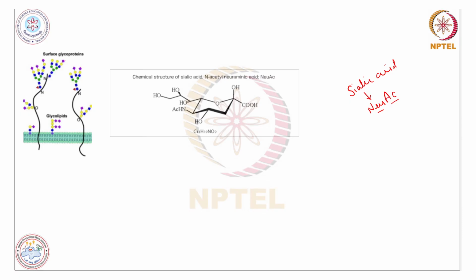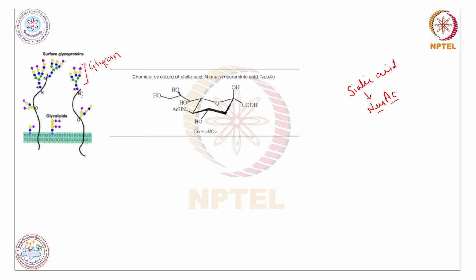These are a family of negatively charged sugars which are located at the terminal end of the glycans on the surface of the cell. See here, this is the surface. Here there is some receptor or protein, and on the protein the sugars are attached. This sugar moiety completely is called a glycan, because it came here through the process of glycosylation, which is a post-translational modification.